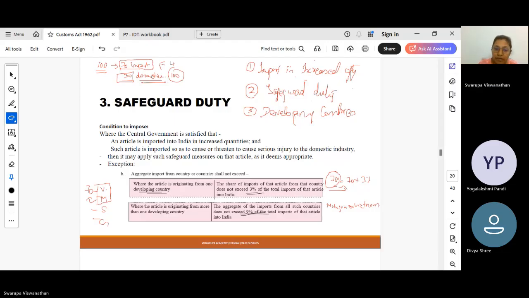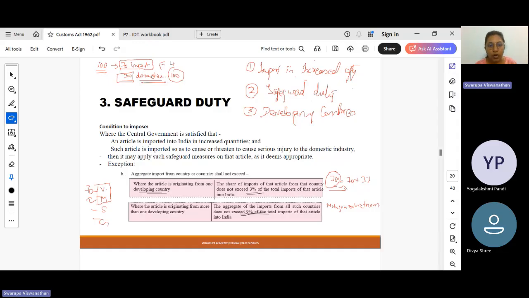Okay. The aggregate import from a country or countries shall not exceed a limit. So how do we identify that a product is being imported in higher quantities? By using these two threshold limit checks. Where an article is originating from a developing country, the share of import of the article from that country does not exceed 3% of the total import of that article into India. In case of a developing country, 3% is the threshold limit.